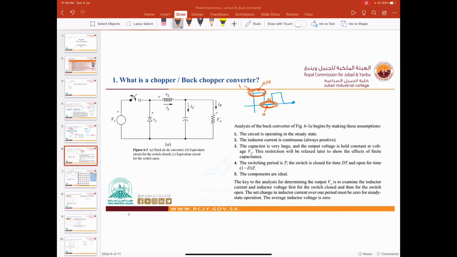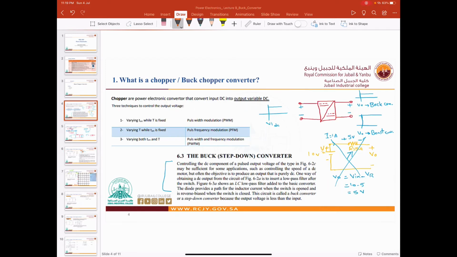Now we need to add also something very important. Let's go back here and let us explain the techniques now. The techniques on how to control the output voltage. This is very important, guys.